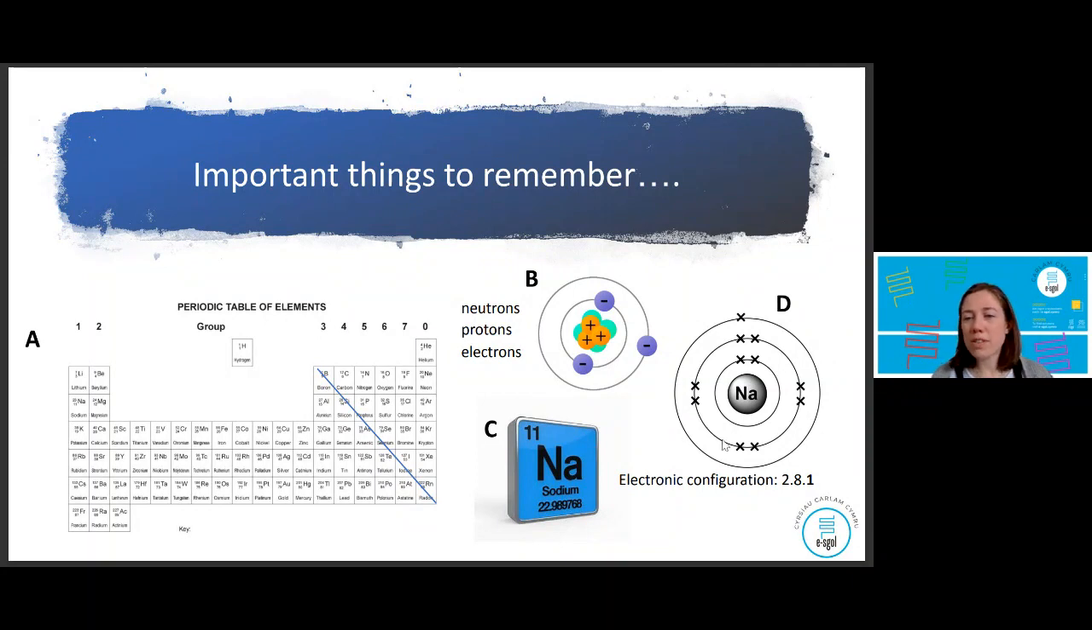We can pop them around these orbitals, like in diagram D. Only 2 electrons can go into the first orbital, and in every orbital after that, we can have up to a maximum of 8. As sodium has 11 electrons, that means 2 in the first orbital, 8 in the second, and that leaves 1 behind in the third. That 1 outer electron is very important in bonding, and we're going to be looking at lots of examples using those outer electrons throughout the course of today's lesson.